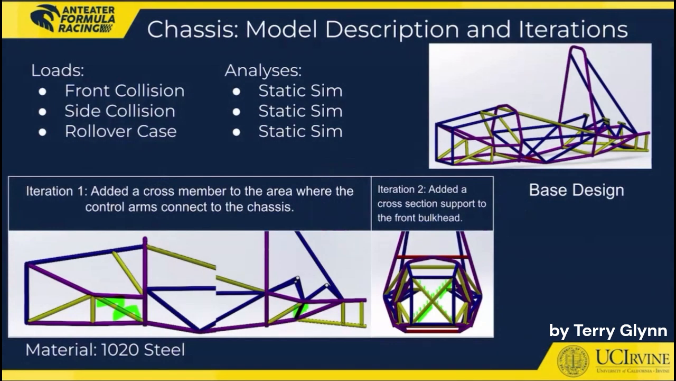Hi, I'm Terry. I analyzed the chassis of the FSAE car. The chassis is manufactured out of 1020 steel tubing and is MIG welded by the students. The chassis can experience intense crashes and must be able to protect the driver. The chassis was analyzed through a front collision, side impact, and in the case of a roll, through static simulations.